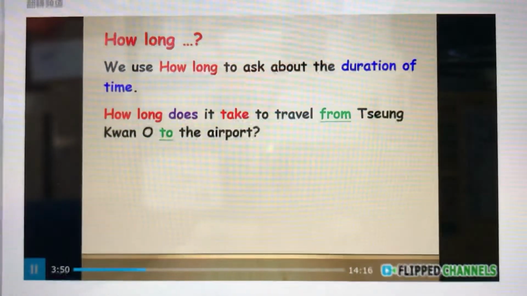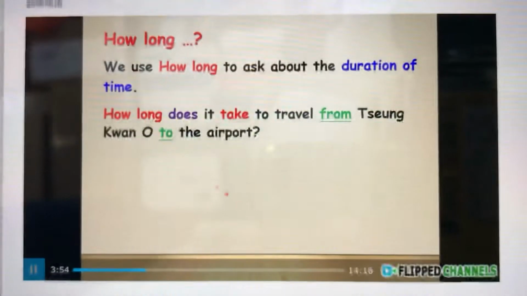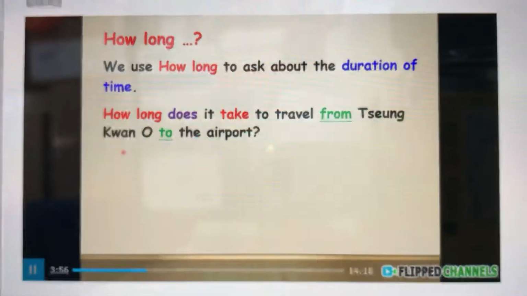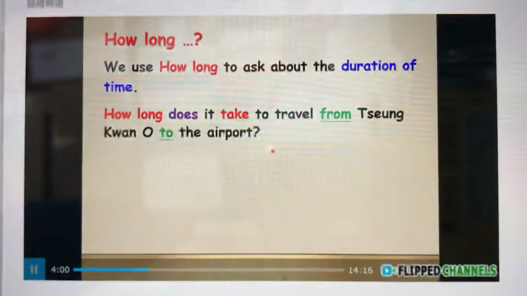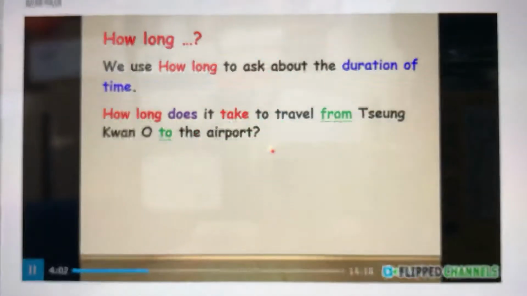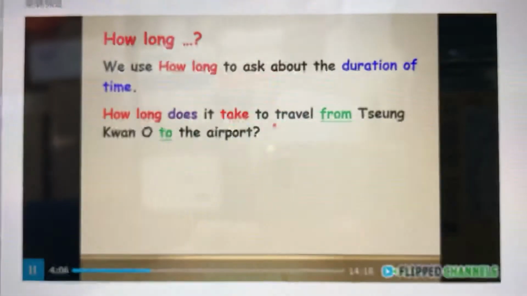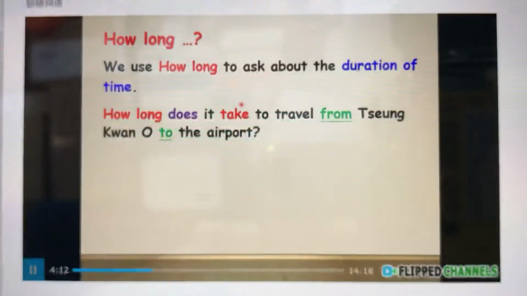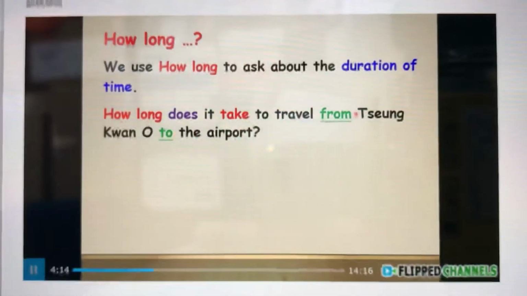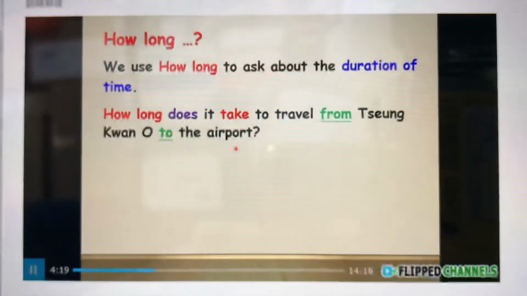Let's look at the third question. How long does it take to travel from Cheung-Kwan-O to the airport? This time, the first place is still Cheung-Kwan-O. And the second place is the airport. So we use the question word how long here, and the verb take here, and use two prepositions from and to to link up two places together.